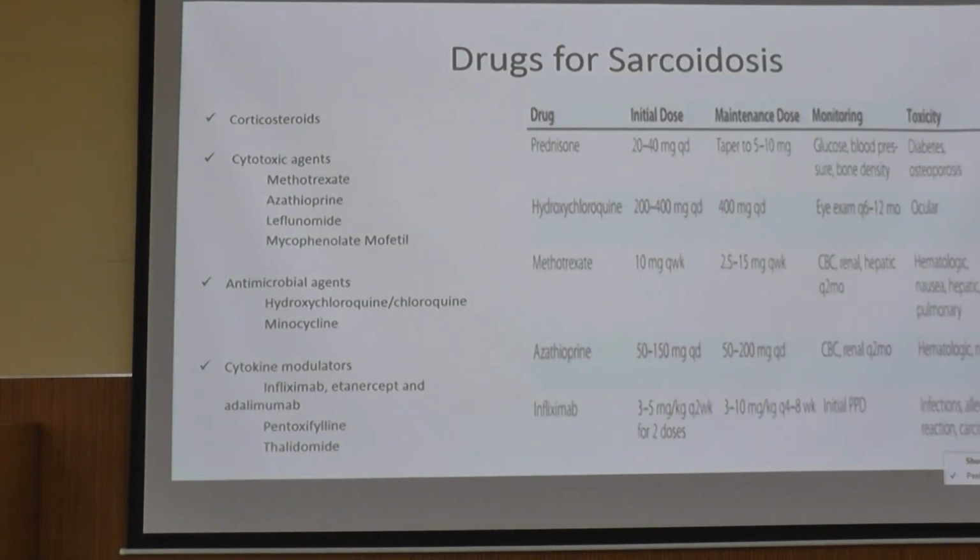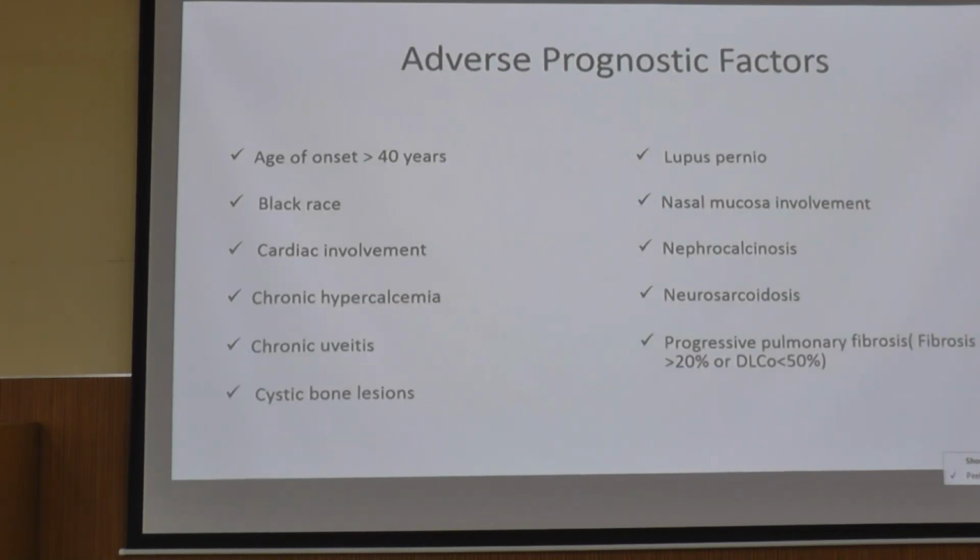Now, methotrexate, you know already, like rheumatoid arthritis, once a week dosing along with folic acid. So that is one. Azathioprine, 50 to 150. Most of the time, these are the two drugs along with hydroxychloroquine which are going to be used. Going to the biological agents is very rare. You don't routinely use biological agents. Only refractory disease will be treated with them.